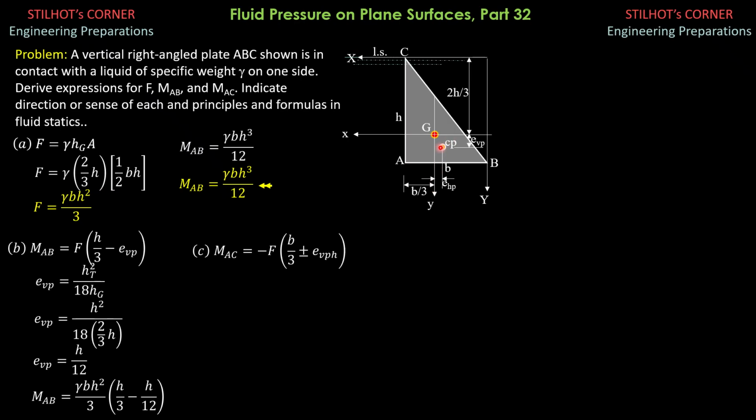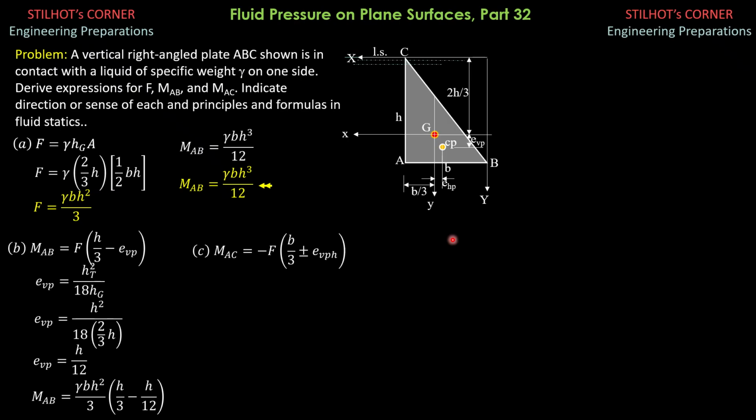So it is, if the center of pressure lies here, it is positive because this is the positive x direction, positive y direction. If AHP is negative, then it should lie here. So the moment arm would be B over 3 plus the absolute value of AHP, because this is the position of center of pressure if AHP is negative. So what's the formula for AHP?